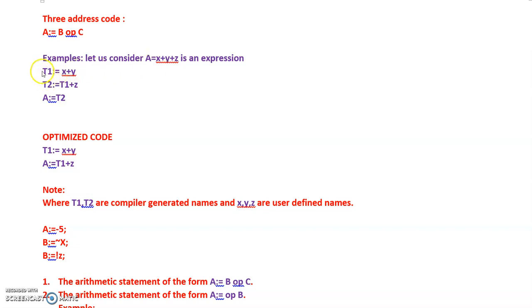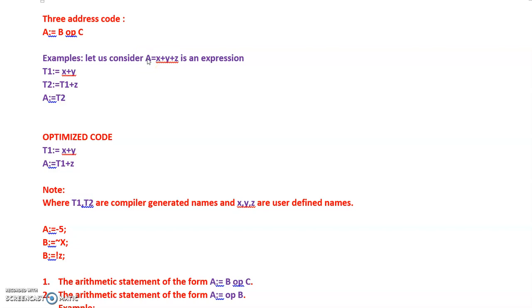So now I'm taking a temporary variable t1 is equivalent to x plus y. X and y are computed, and the result should be assigned to t1. Now t1 plus z is t2, and this t2 is allocated to a.